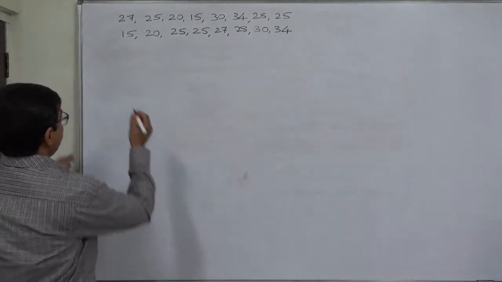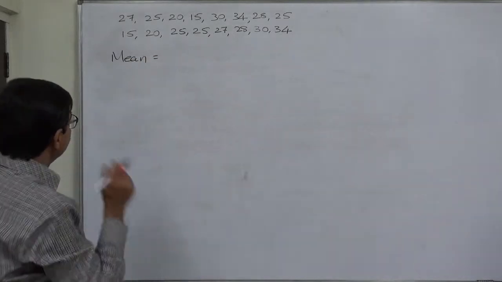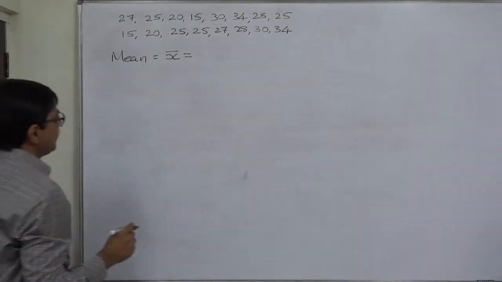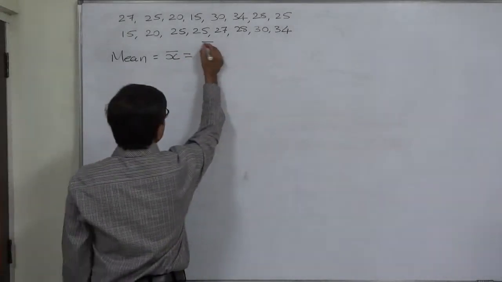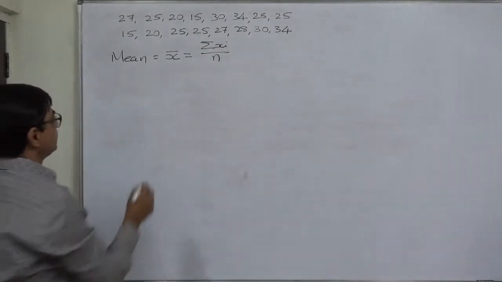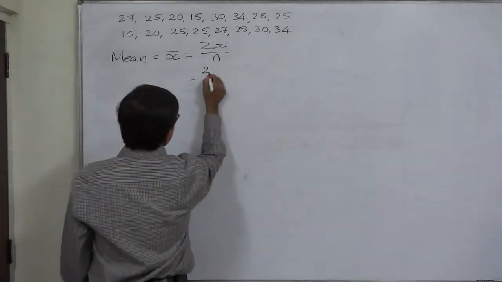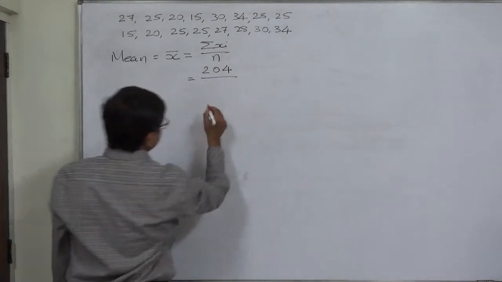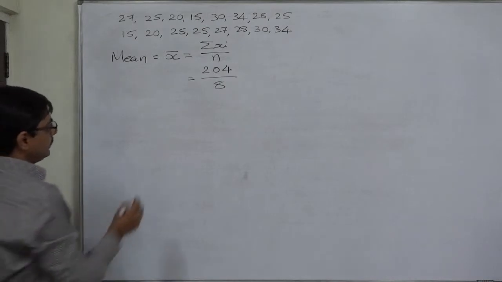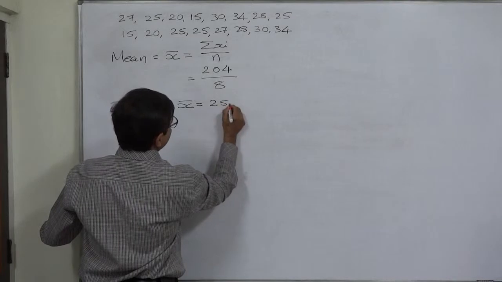But first of all we are going to calculate the mean of this data. One kind of revision we are going to take for the mean. In this case mean is x bar because this is data of a sample. So the formula will be sigma x divided by small n, that is sample size. The value of sigma x is 204. Let us divide it by the number of data values, or sample size, 8. So the mean of the sample comes to 25.5.